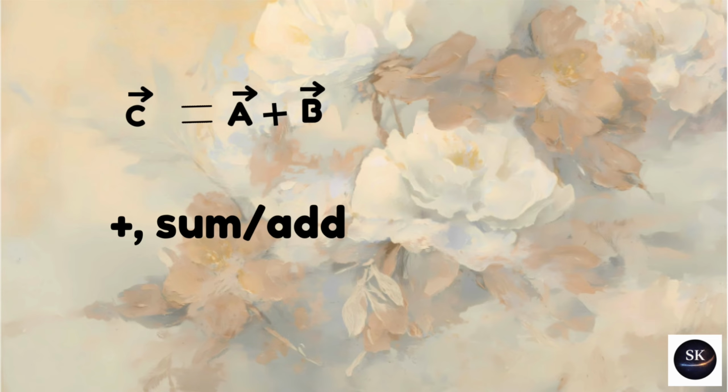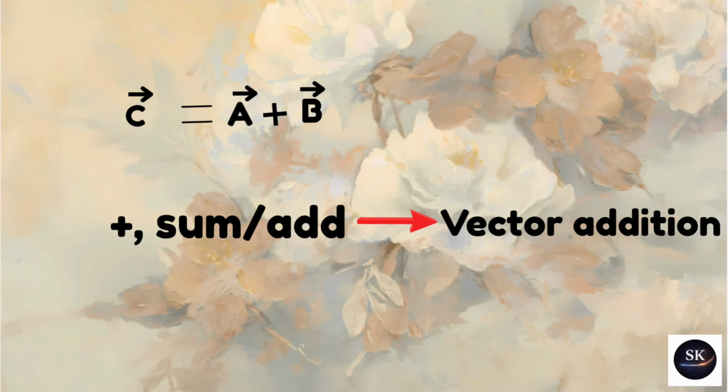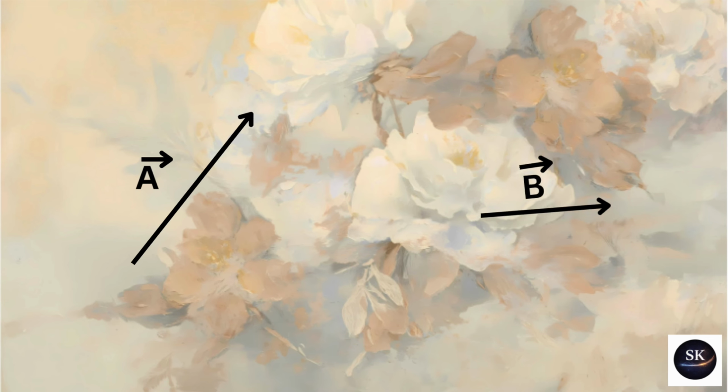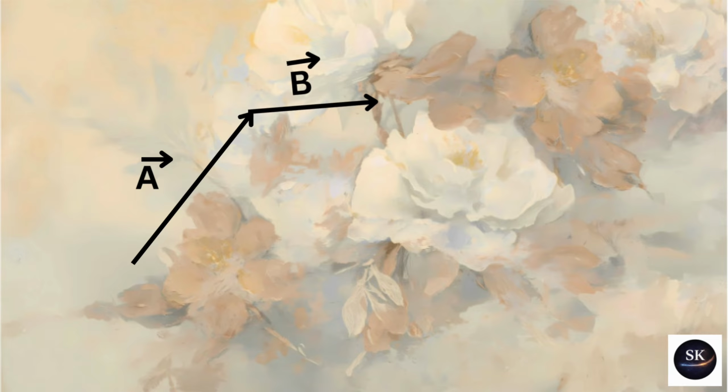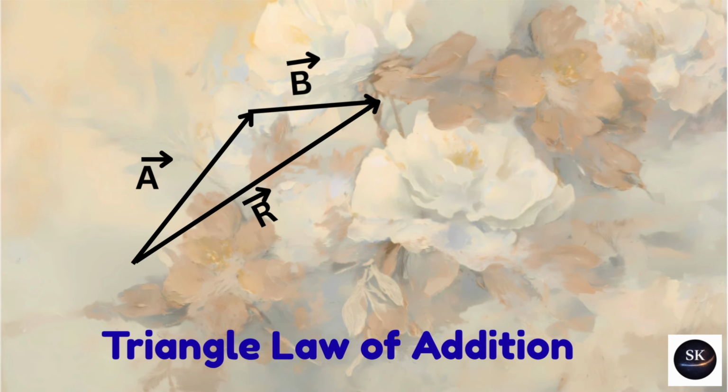Here it actually refers to a process called vector addition, which is a geometric process that takes into account both the magnitudes and the directions of the quantities. To add two displacement vectors graphically, we move the second vector without changing its direction or magnitude and keep its tail at the head of the first vector. A vector is then drawn from the tail of the first to the head of the second. This is called the resultant vector. This method is also called triangle law of addition.